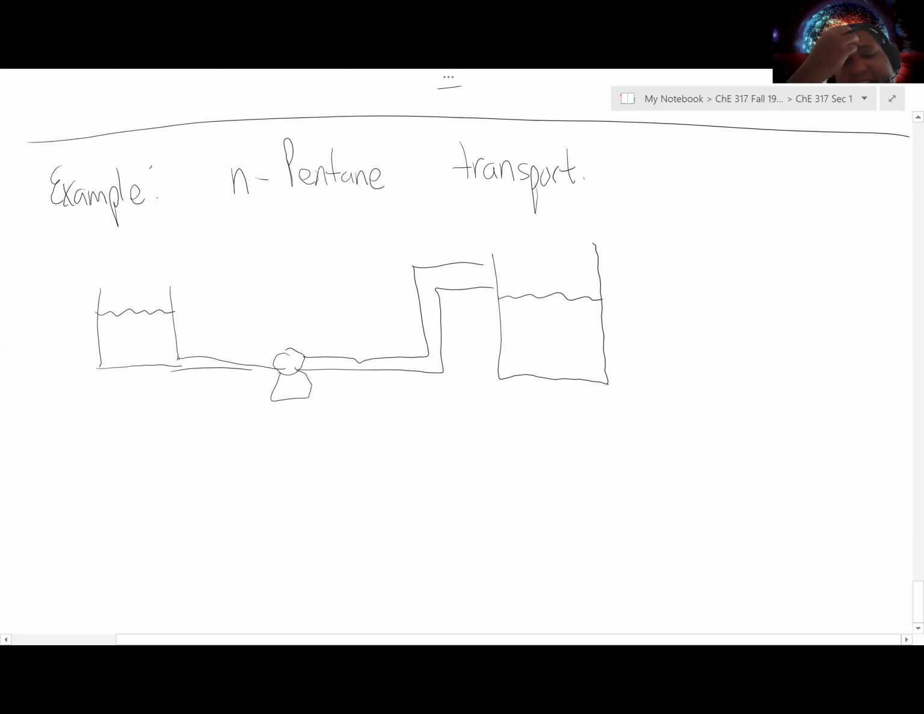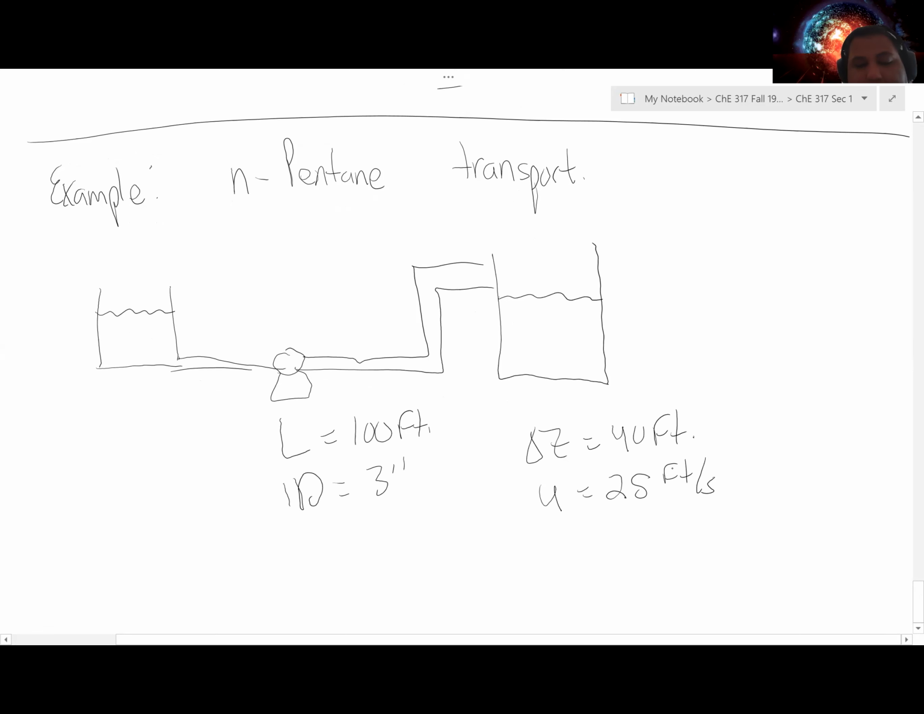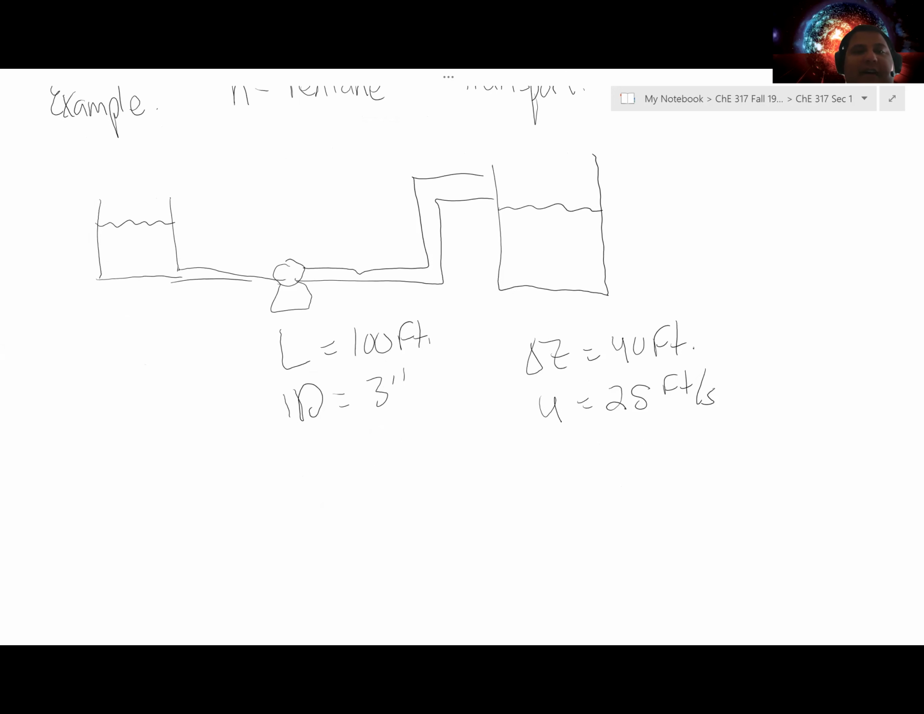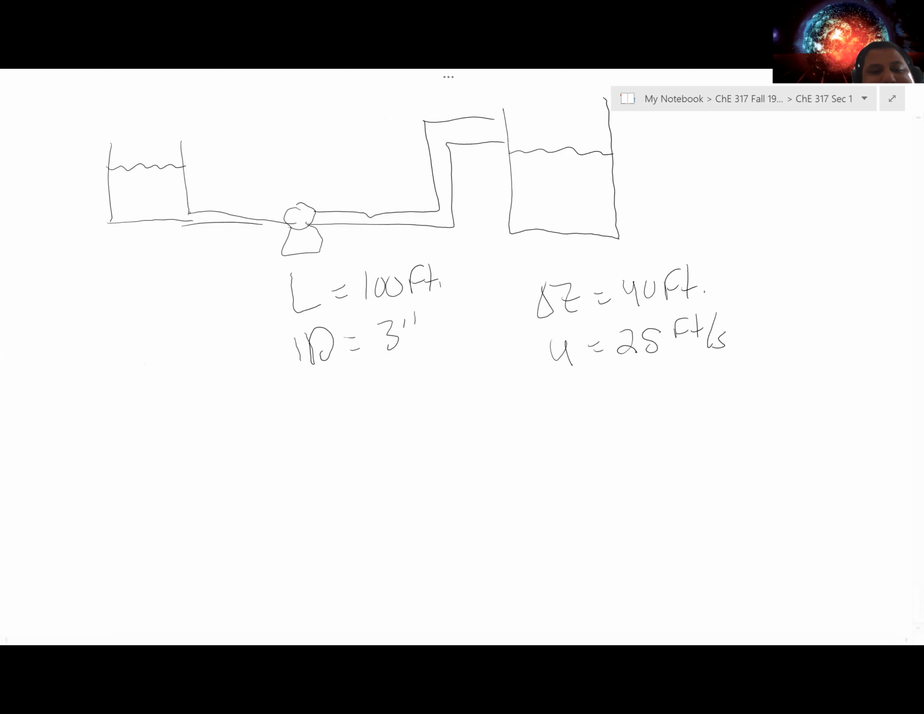And the way I see these, the length of the pipe is 100 feet. The inner diameter of the pipe is 3 inches. My delta Z is going to be 40 feet. And my velocity is going to be 25 feet per second. So let's see what we can find first. Well, we can probably find the volumetric and mass flow rate first.